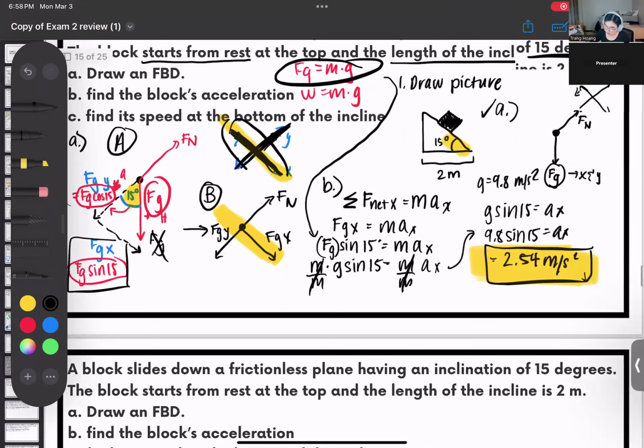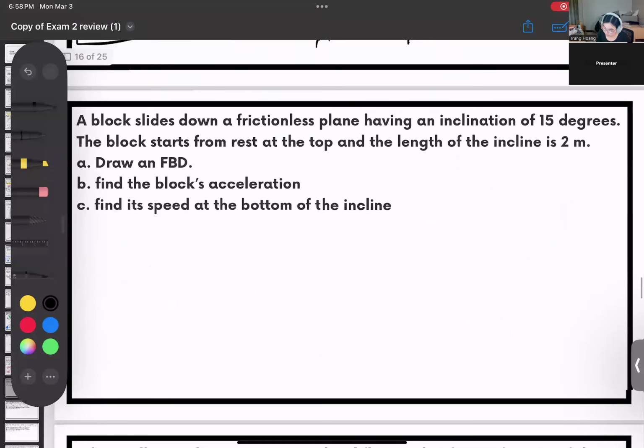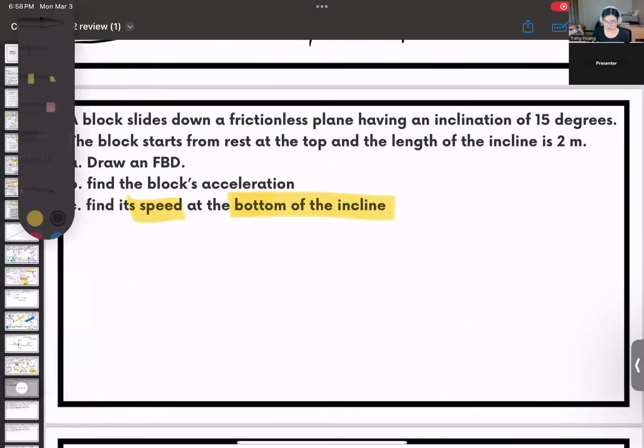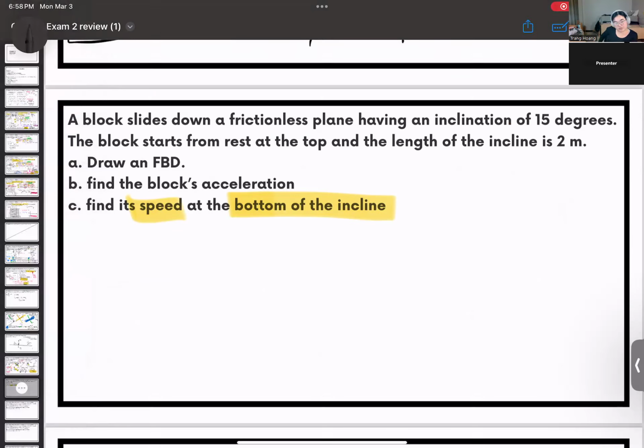Next, we're going to find its speed at the bottom of the incline. Speed at the bottom of the incline. You don't remember how to do this? Let me review my notes. So we're asked to find speed. That means we're going to have some kind of kinematics, right? We're going to pull in chapter 3, everything we've been talking about. So what do we do when we come to a chapter 3 problem? We list what we know and what we don't know.